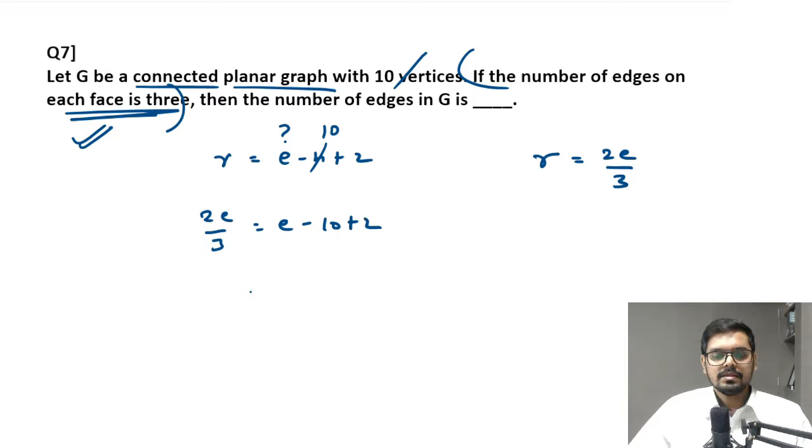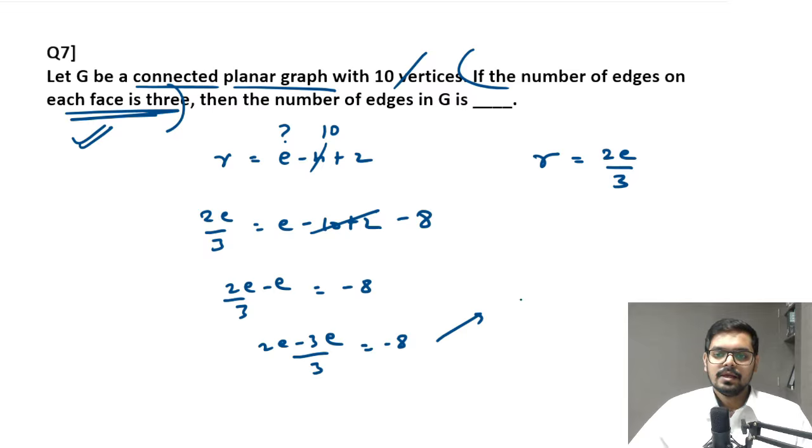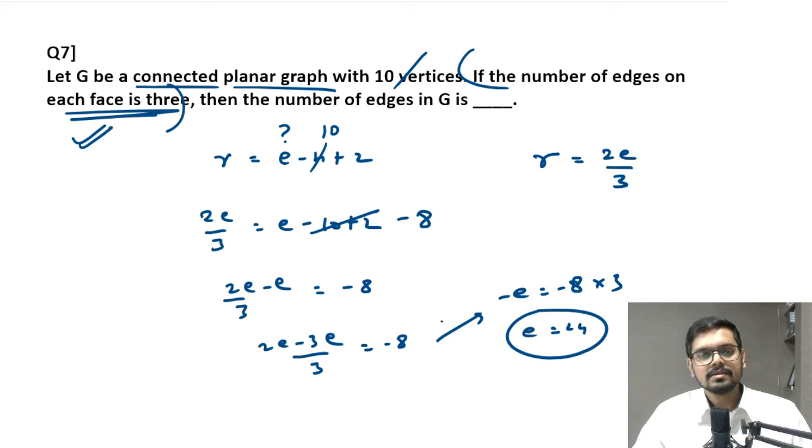So now I can say this is minus 8, and take this E here. So 2e minus 3e by 3 is equal to minus 8. Simplify: minus E is equal to minus 8 into 3. So E is equal to 24. That is the answer. Easy. If you have done the derivation, if you have done the lectures, this is easy. Otherwise it is tough, since R is indirectly given.